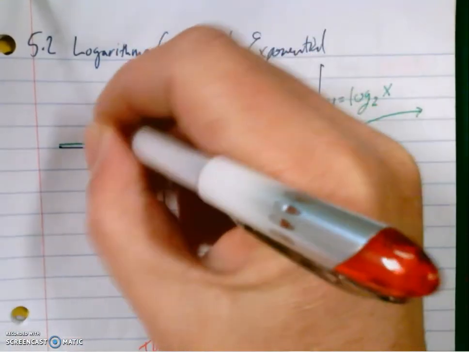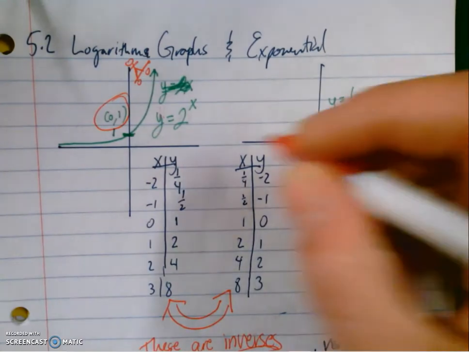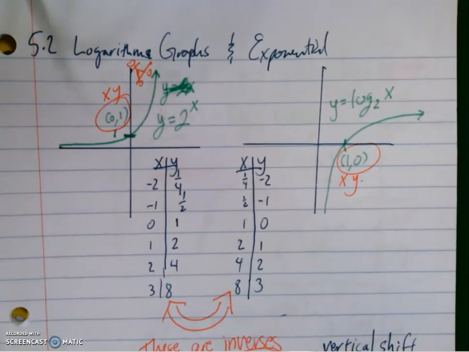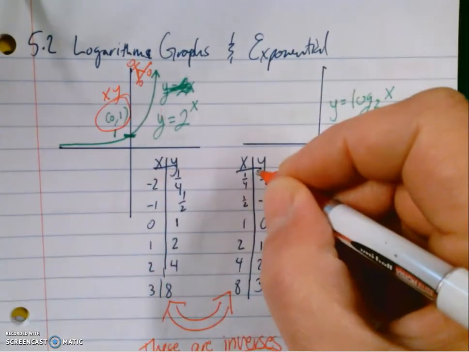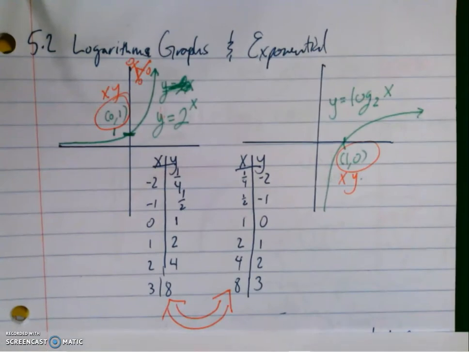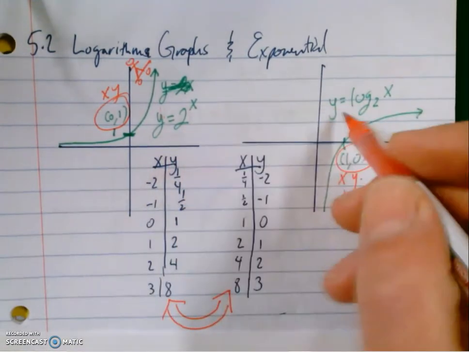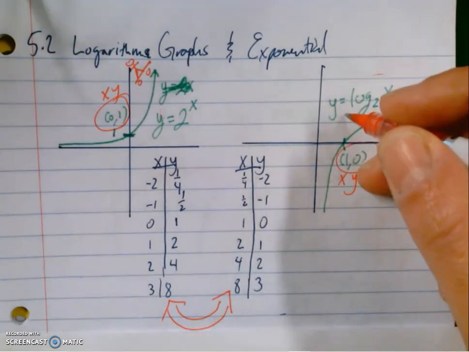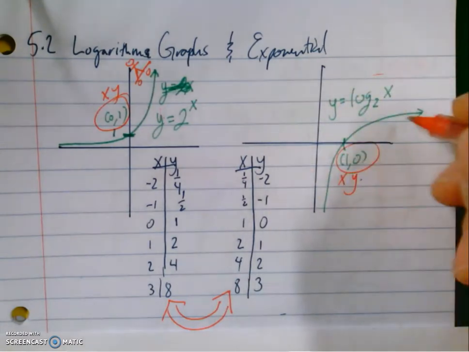One of the easy points you can check is 0, 1 becomes 1, 0. The x, y here got flip-flopped over here. Instead of negative 2 and 1/4, it's 1/4 and negative 2. Okay, so that's how you can get the graph of logs. But in general, all log graphs are going to look something like this. All log graphs are going to have this type of shape.